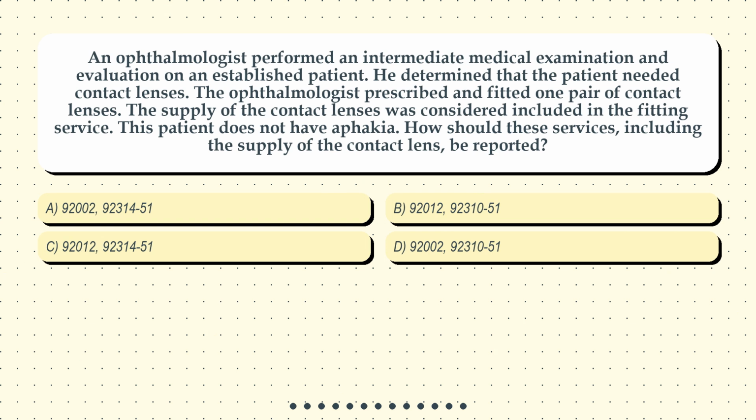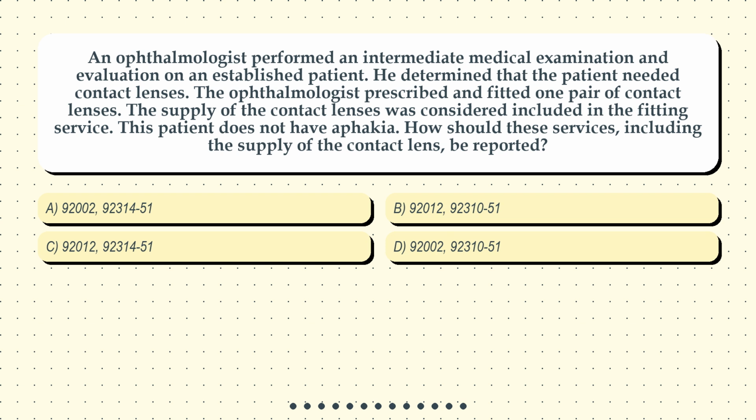Question 4. An ophthalmologist performed an intermediate medical examination and evaluation on an established patient. He determined that the patient needed contact lenses. The ophthalmologist prescribed and fitted one pair of contact lenses. The supply of the contact lenses was considered included in the fitting service. This patient does not have aphakia. How should these services, including the supply of the contact lens, be reported?